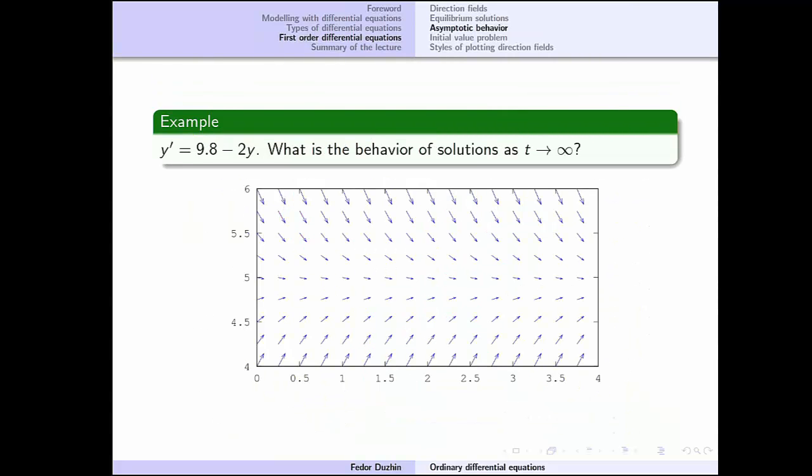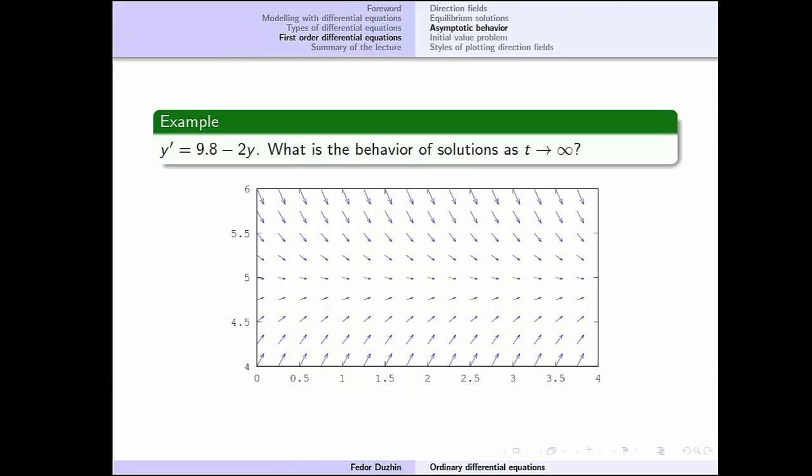Alright, equilibrium solutions are important because they are related to asymptotic behavior. As I said in the beginning, with differential equations, very often we cannot solve them explicitly, but instead we can somehow figure out how solutions behave for different values of t. And probably the simplest of such behaviors is asymptotic behavior as t approaches infinity.